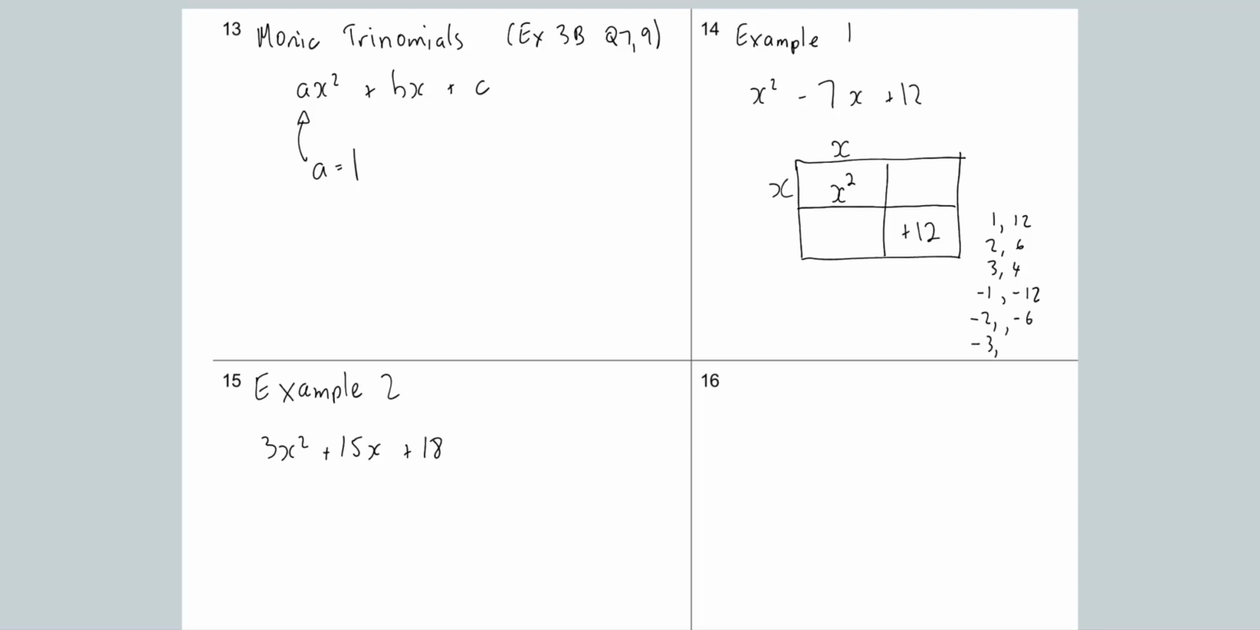Now note they both have to be negative, because when I multiply two negatives together, I get the positive. So these two have to be negative, these two have to be negative, and these two have to be negative, and you will get that positive value. So there are in fact 6 factor pairs for 12.